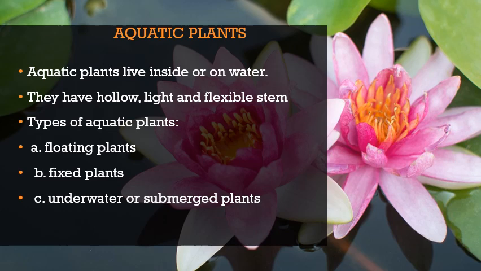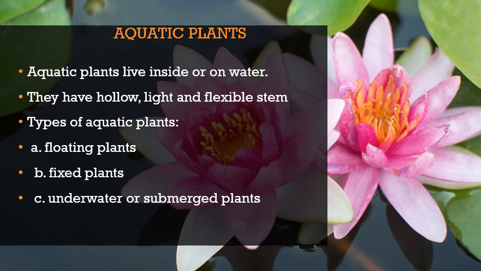Next, we are going to see about aquatic plants. Till now, you learned about the terrestrial plants, that means the plants which grow on the land. Now, we are going to see about the aquatic plants. Here, you're going to see the main characteristics of these aquatic plants. Aquatic plants are the plants that live inside or on water.